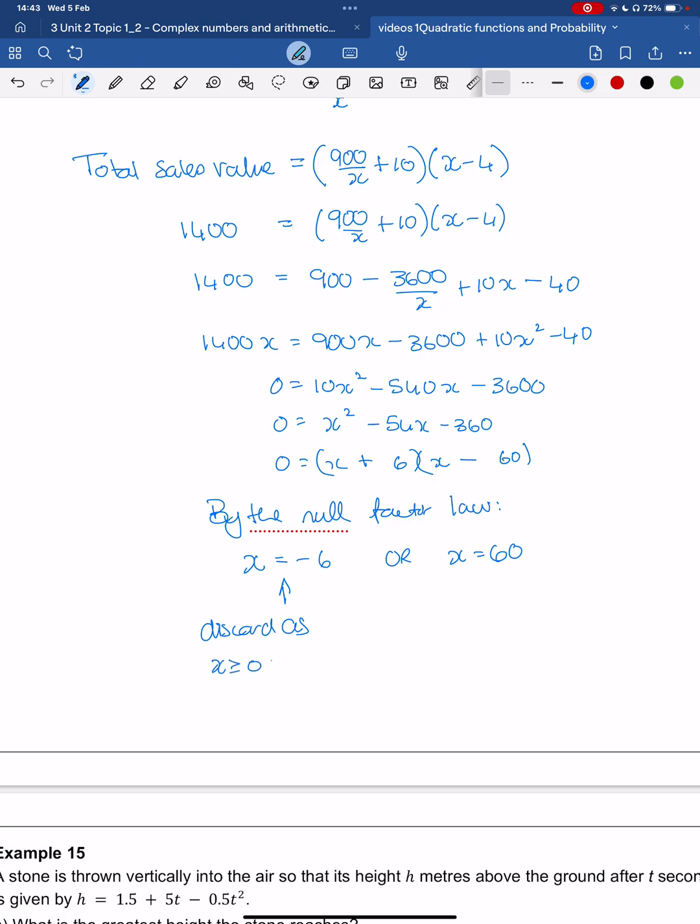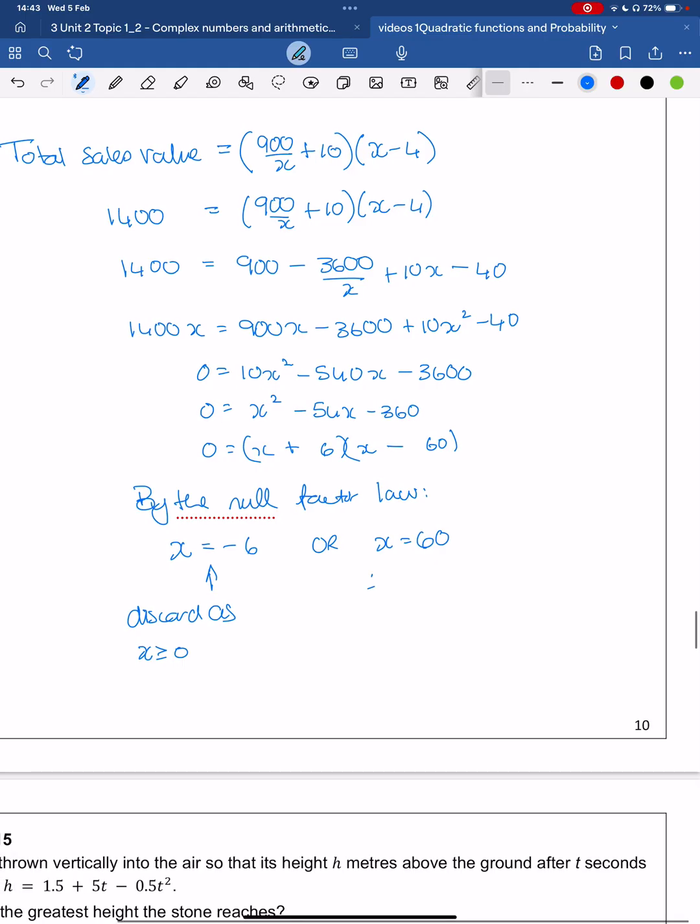Always give a reason why we're discarding. Therefore, the total number of paperweights imported is 60.